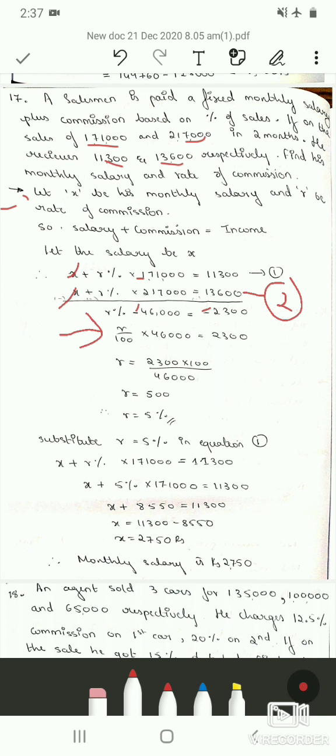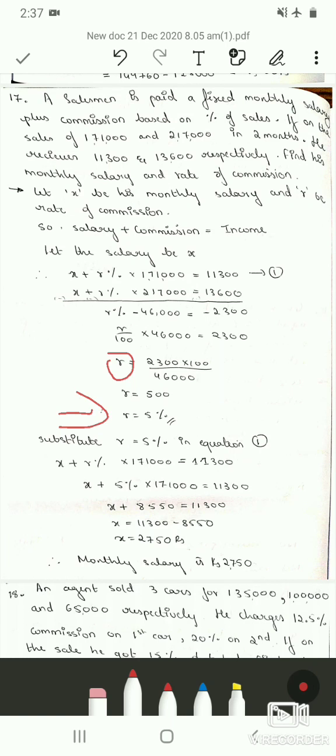So we are left with R divided by 100. This percent is nothing but 100 divided by 100. So R divided by 100 into 46,000 is equal to 2,300. So solve for R. Therefore R is equal to 2,300 into 100 divided by 46,000. R is equal to 500.